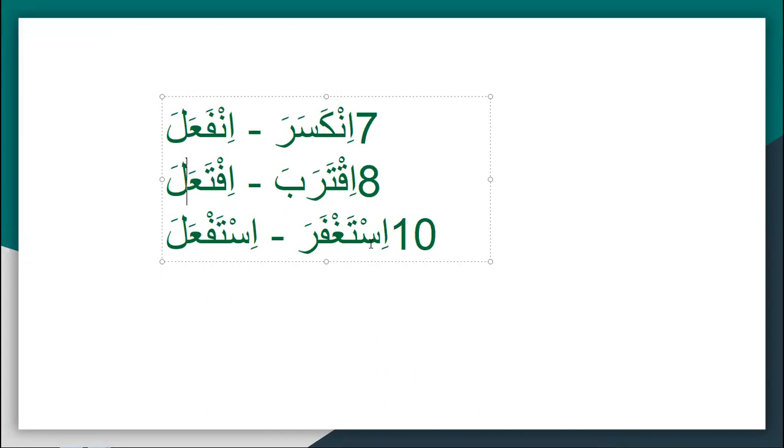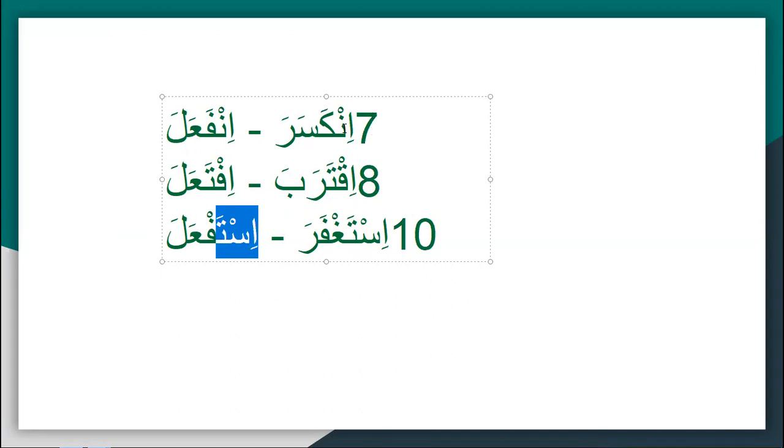And group 10 is easy. Group 10 is ist: alif, sin and ta are extra, and the root is gha, fa, ra. So istaghfara, or istaf'ala. You can see alif, sin and ta are extra, added in the front of the root, the front of the family. You got this part? You understand the basic difference between these three families?